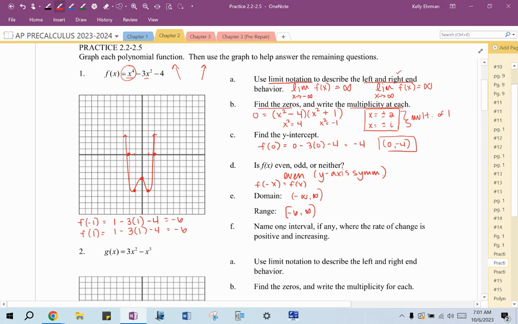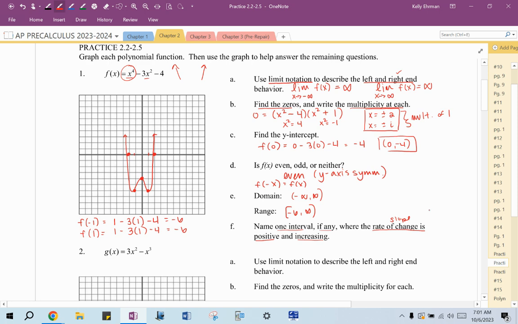Name one interval, if any, where the rate of change, the slope, is positive and increasing. So this is from last chapter. I'm going to keep bringing this type of question back all throughout the year. It's really common for AP. Same with domain and range. So remember what this means.